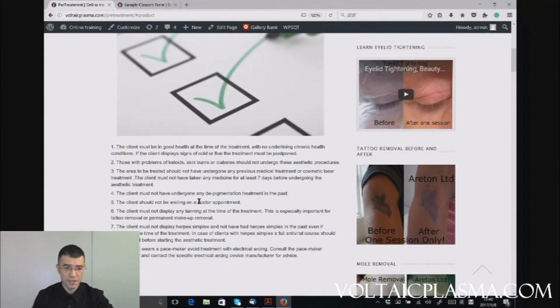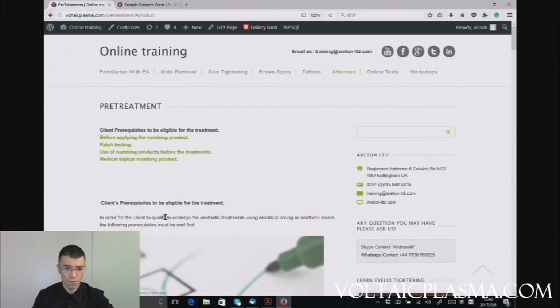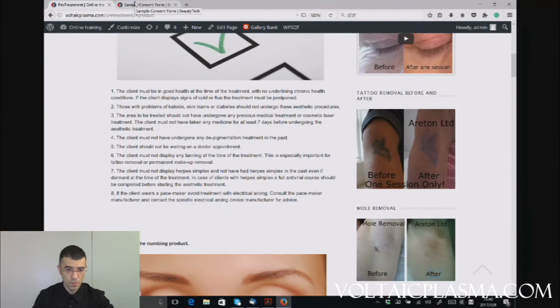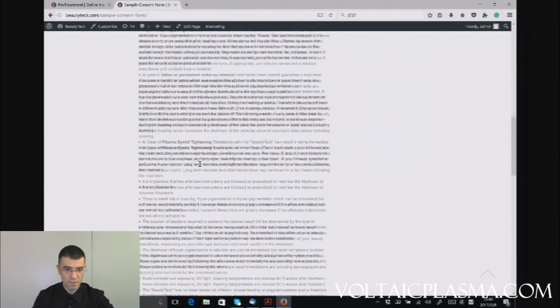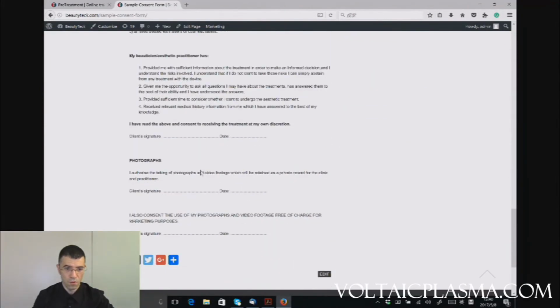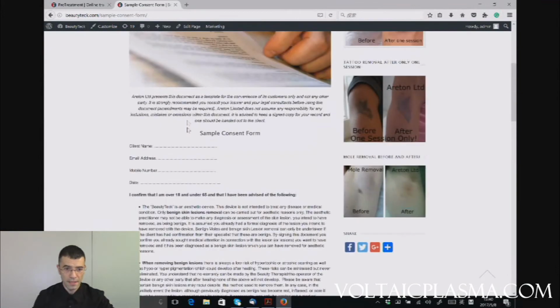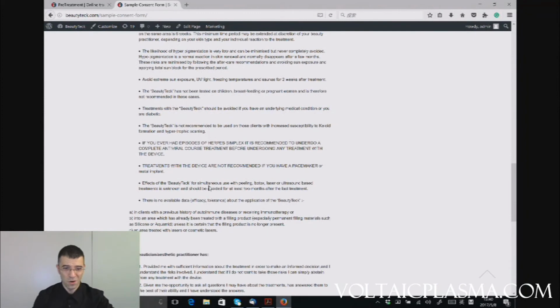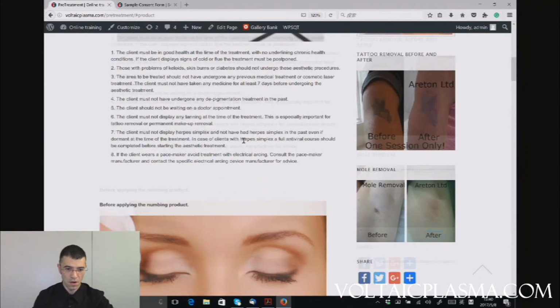If you can have a read on the first page of this particular website on the pre-treatments, you'll find the prerequisites. Once you read it, it's quite important that you read it. These are covered normally in our standard consent form, which you can copy and paste and use as you please. But it's quite important that you still have an idea yourself. You just don't hand over the consent form without having read this particular part.